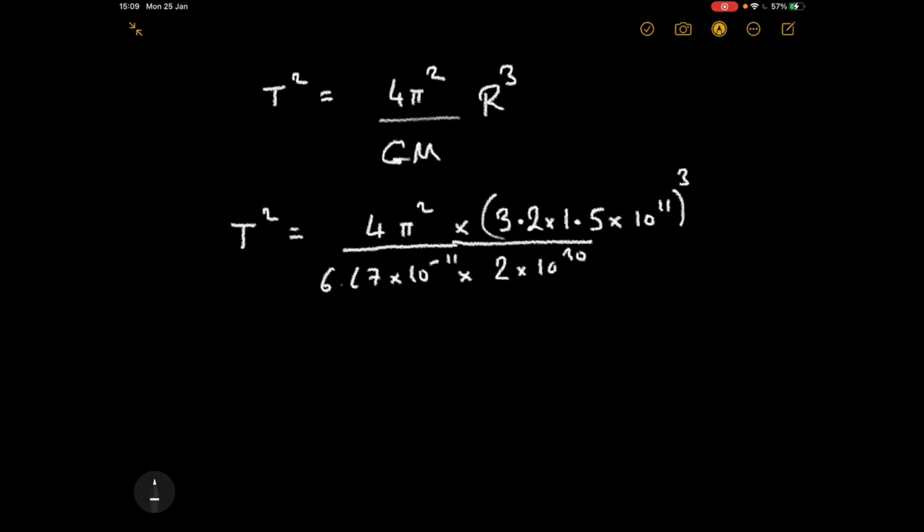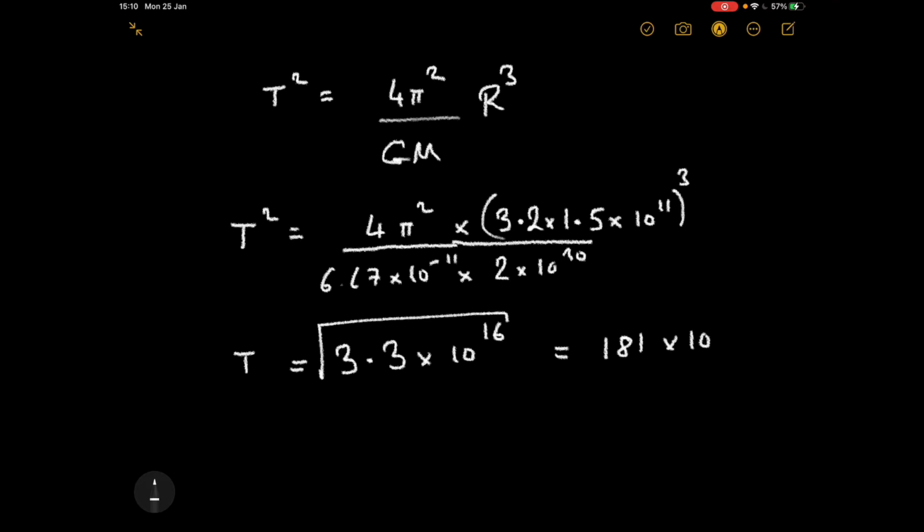So I'm going to type this out on my calculator and hope I get the same number. 3.2 times 1.5 e to the 11. Let's cube that. Then 4 pi squared over 6.67 e to the minus 11 over 2 e to the 30, and what we get is 3.3 times 10 to the 16. We have to square root that, and I get 181 times 10 to the 6.